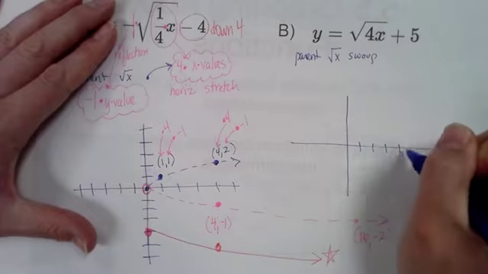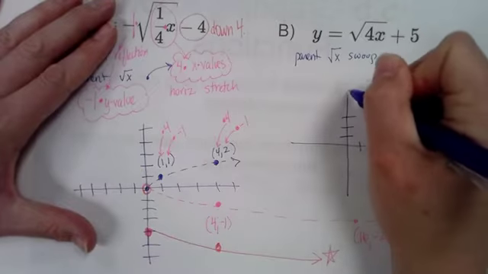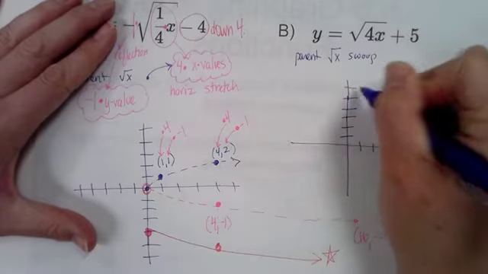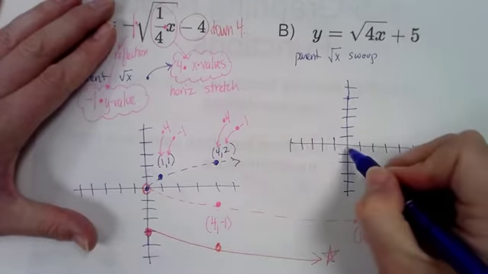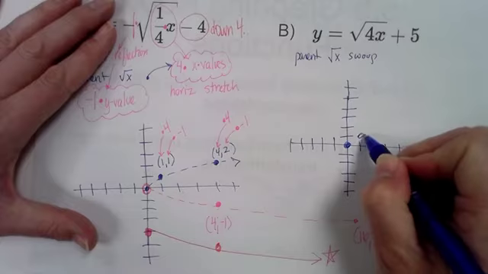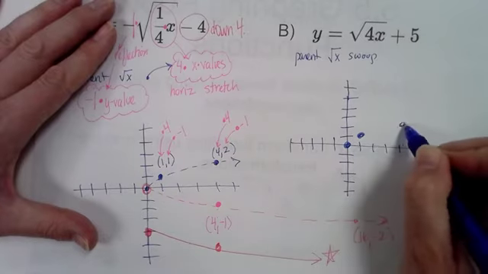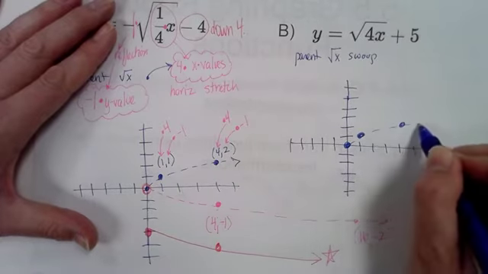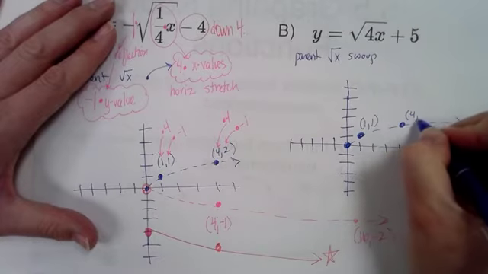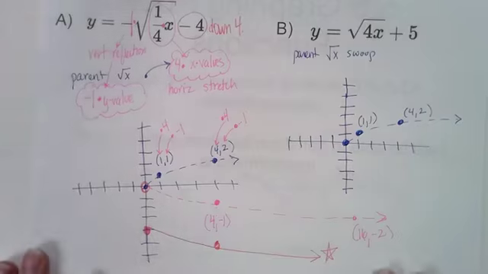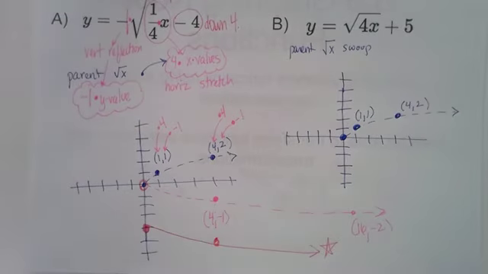1, 2, 3, 4, 5. 1, 2, 3. I have to make that a little bigger. 4, 5, 6. 1, 2, 3, 4, 5. Okay. Square root swoop passes through 0, 0, 1, 1, and 4, 2. And I want to label those ordered pairs. I have the point 1, 1, and I have the point 4, 2. That way we can see what's happening to those ordered pairs.